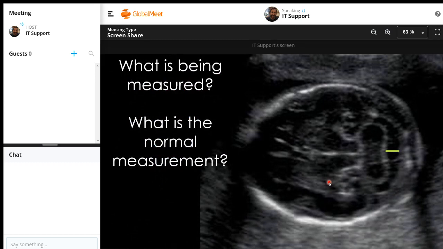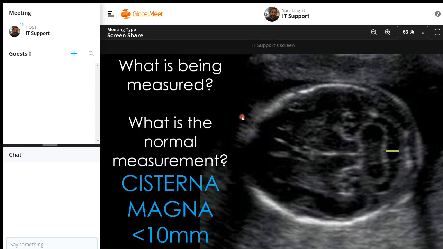So what's being measured and what's the normal measurement? We're just posterior to the cerebellum, so that's the cisterna magna. Anything less than 10 millimeters is a normal measurement. Anything over that may be suspicious for too much fluid within the head, which is never a good thing.